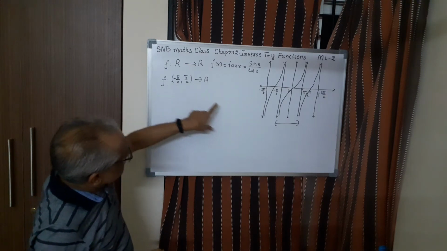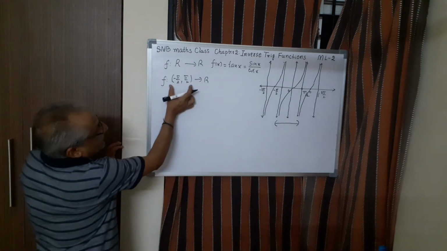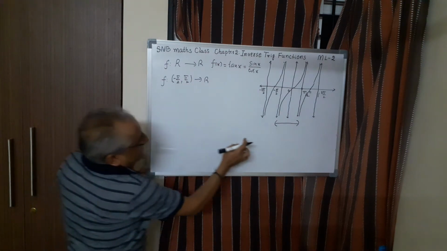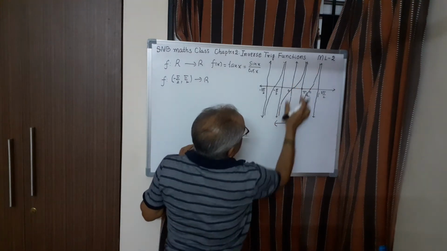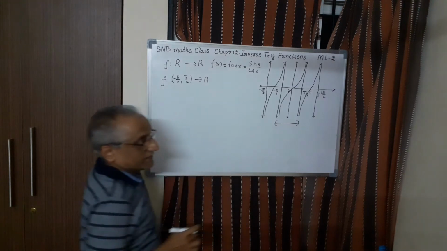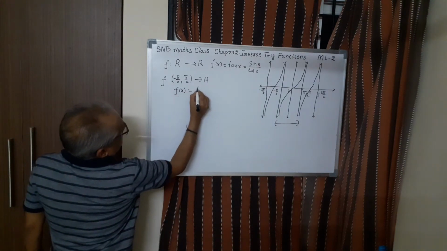Because I have not taken minus pi by 2, minus pi by 2 is not defined, pi by 2 also is not defined, so we are taking the open interval to R. So it takes all, you can see here, from minus infinity to plus infinity, this function is defined. So define f of x equal to tan x.